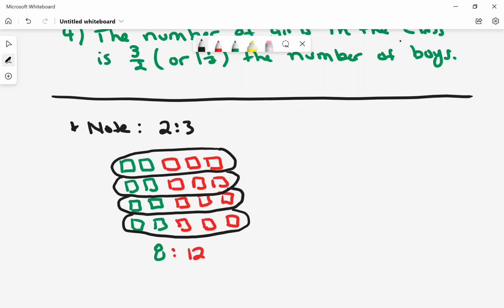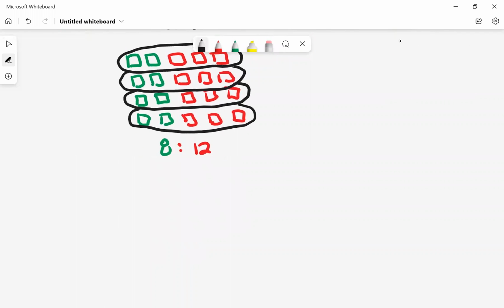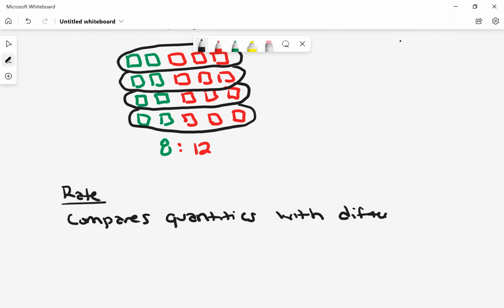All right. Okay, now ratios lead right into the concept of rate, and they are very similar. The difference between ratio and rate is that a rate compares quantities with different units of measurement.